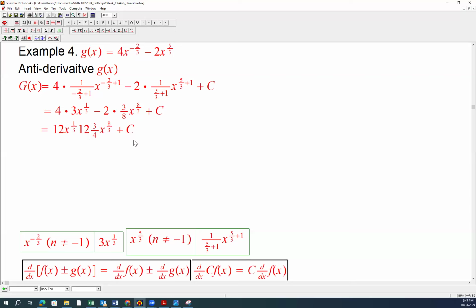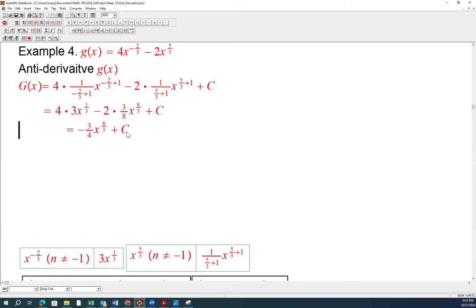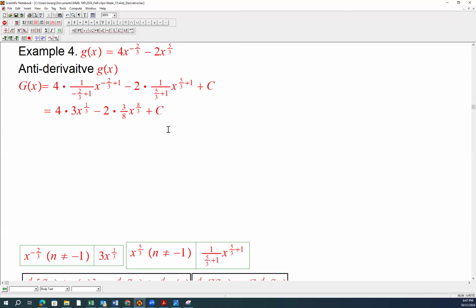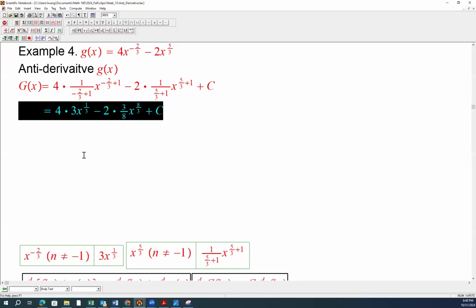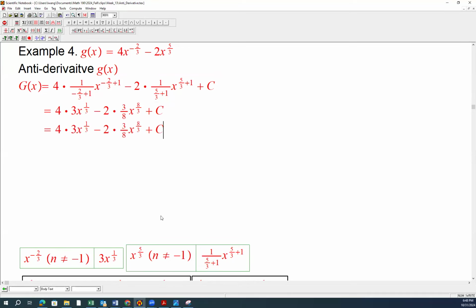Subtracting. Where did I get the 12? Sorry. Wait a second. The software is not working for me. All right, so let's do it again. Simplifying. So this is 12, and this is 3/4. Okay, so this is 4.